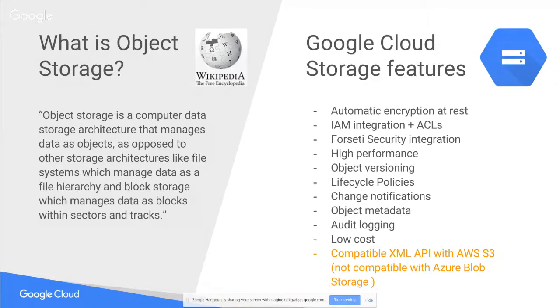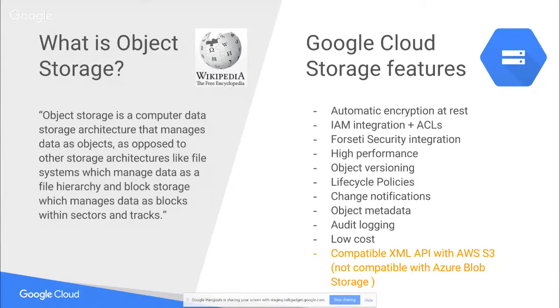We have several very strong security features. For example, automatic encryption at rest. So whenever we store your data somewhere in the deep storage facilities in Google Cloud Platform, we always encrypt that data, and we can manage the keys for you, or we can let you manage your own keys if you'd like. We also have identity and access management. We have access control lists, so you can define who can and who cannot access that storage. We have Forseti security integration, which is an open source framework that we just recently released together with Spotify, and that could do enforcement of your security policies.